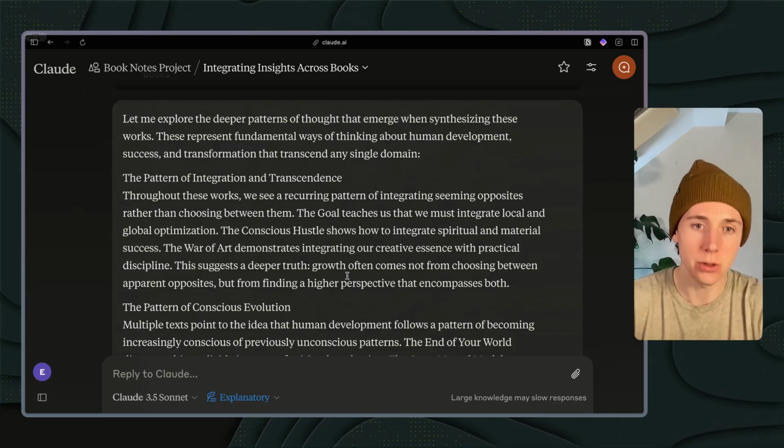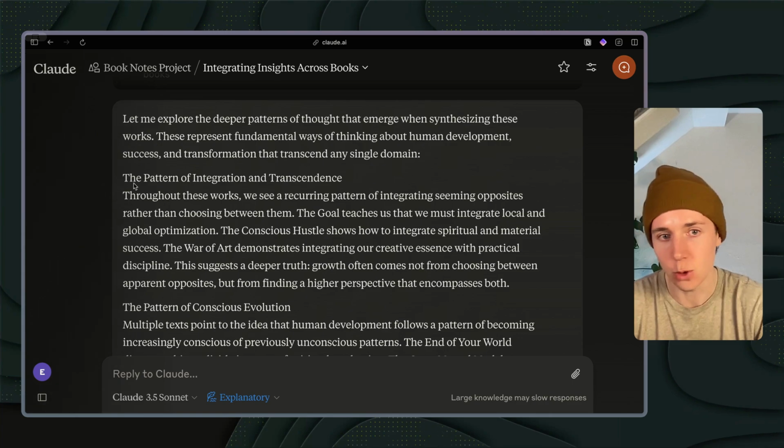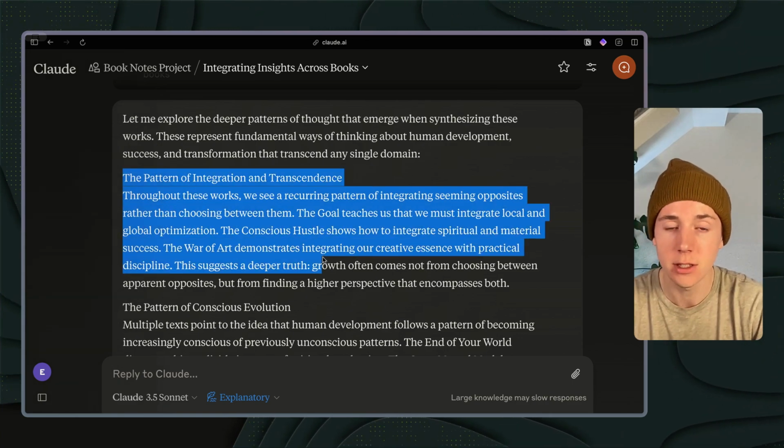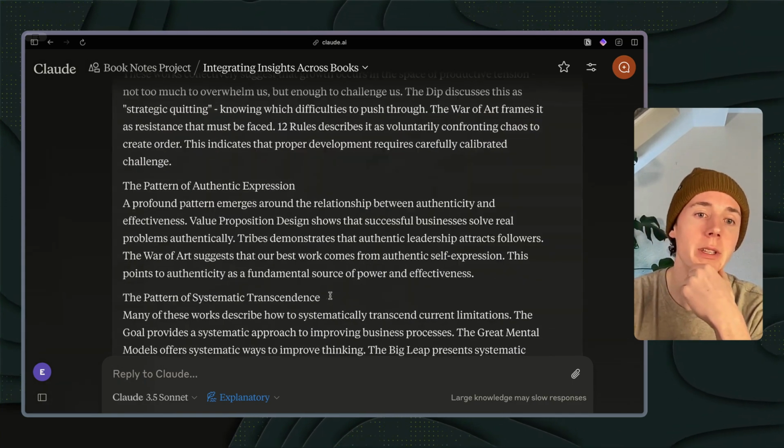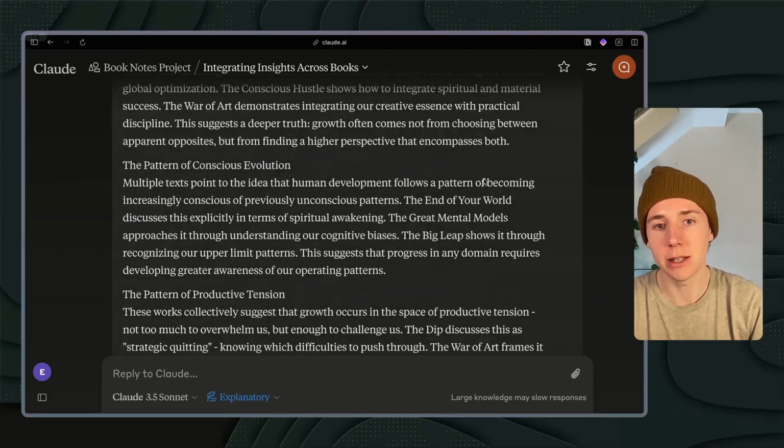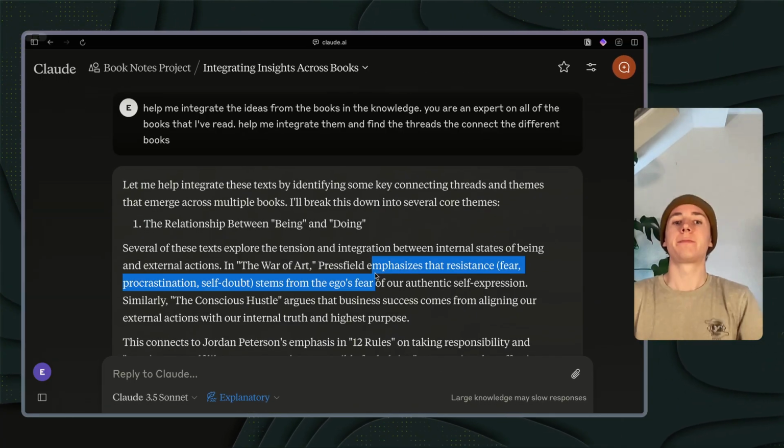It will be exponential, right? You do this process once, you might integrate some cool stuff. You do this process 100 times, oh man, you're gonna be a sage. You're gonna be like the freaking Buddha.